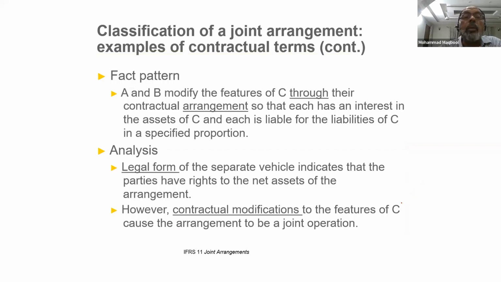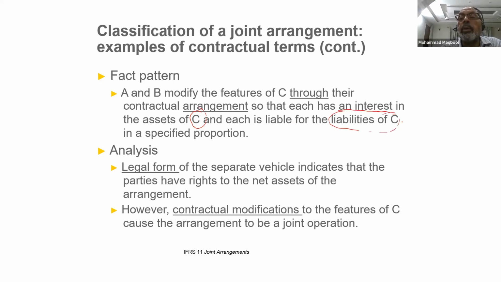Fact pattern is A and B modified. Now, same arrangements. They have modified the feature of C through their contractual arrangement, so that second point is the contractual arrangement. Okay, I'm talking about that. So that each has interest in the asset of C and is liable for the liability of C.